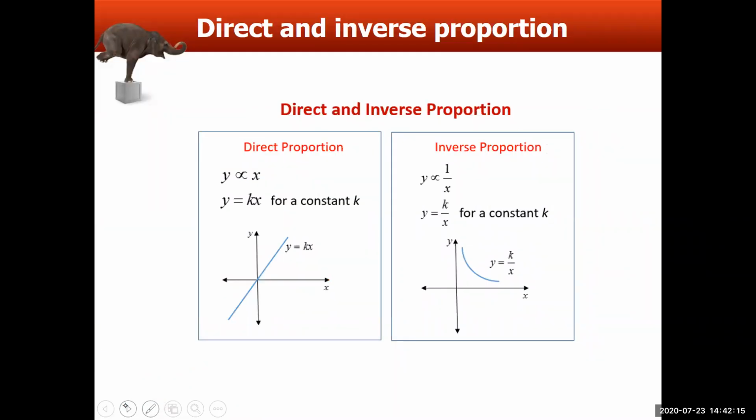So direct and inverse proportion. A directly proportional relationship is where this symbol here means proportional to. It just means that if x changes, y changes by the same factor. So y is equal to some constant term multiplied by x. And of course, if you have y equals kx, or you may have seen this written as y equals mx, then you know that that is the equation of a straight line through the origin.